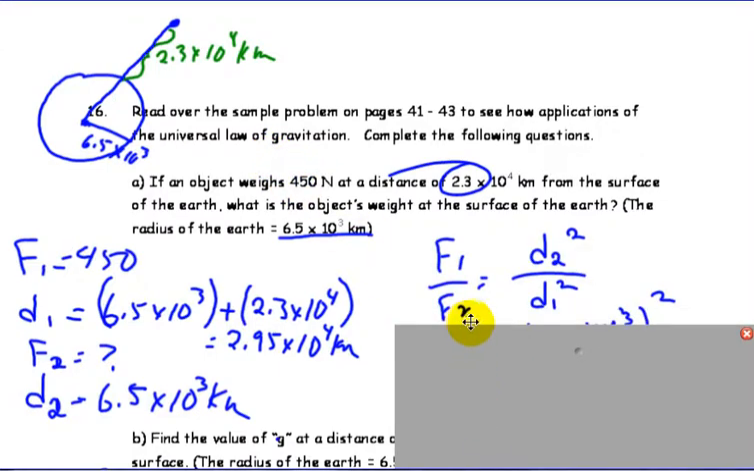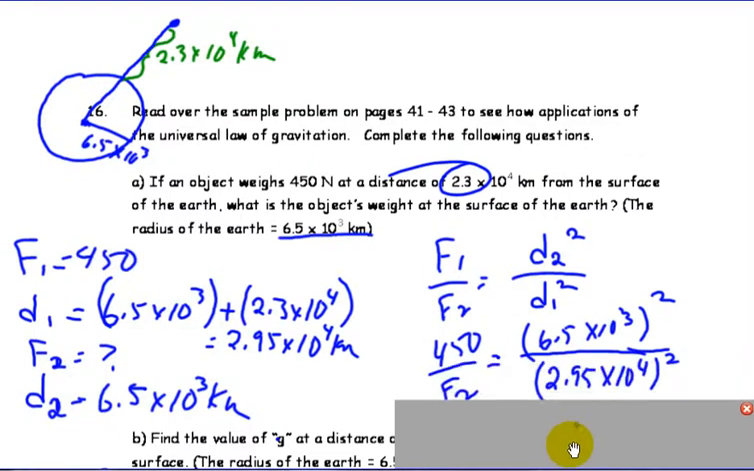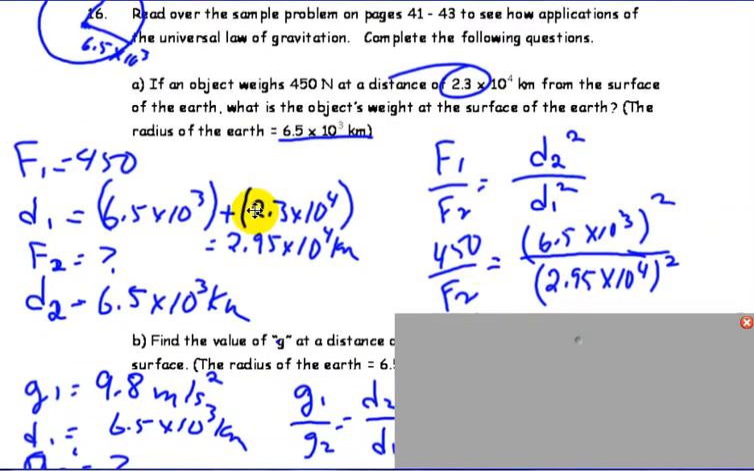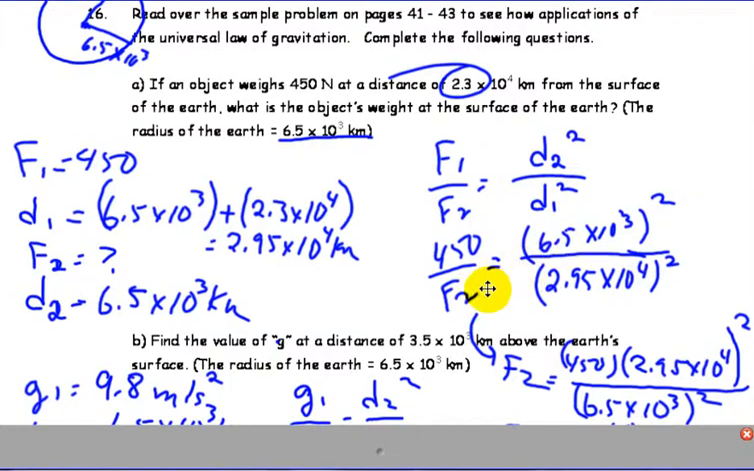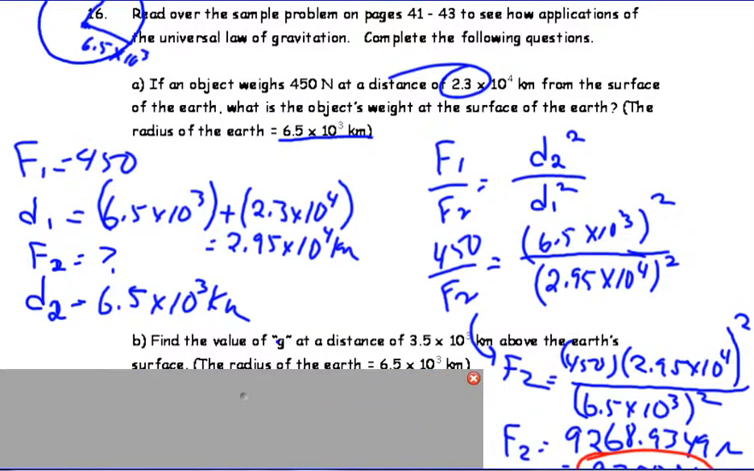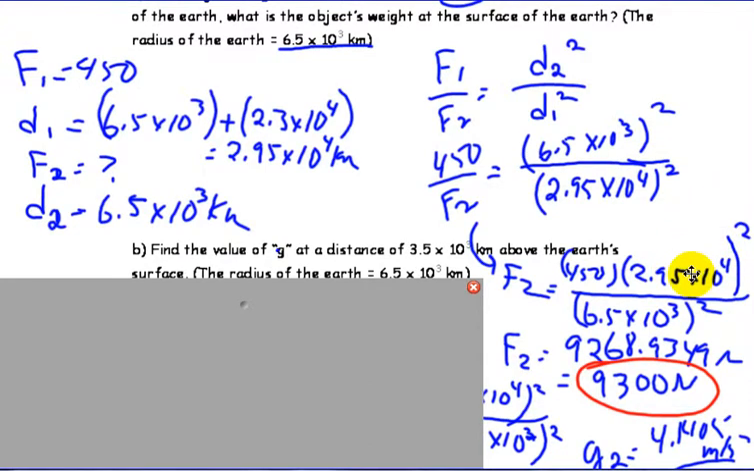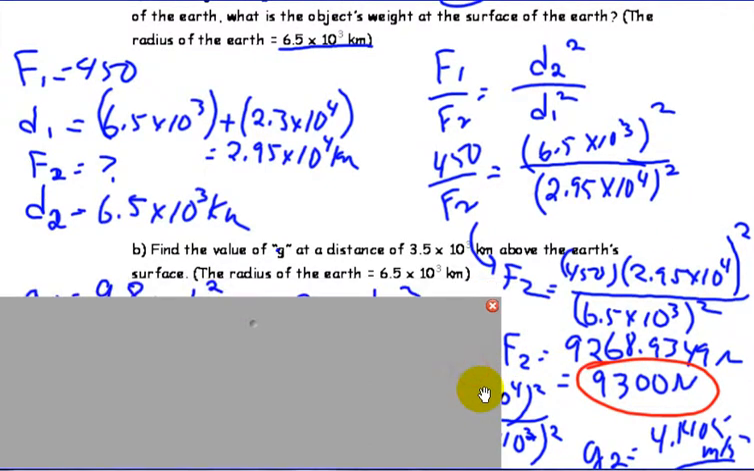So here we have F1 over F2 equals d2 squared over d1 squared. So substituting everything in, my F1 is 450, my F2 is what I'm looking for, and d2 is 6.5 times 10 to the 3 squared, and d1 is 2.95 times 10 to the 4 squared. So what I could do here is cross multiply, take F2 times 6.5 squared and 450 times that, then divide it by 6.5 times 10 to the 3 squared, and my equation becomes this. Overall, don't forget to square these numbers. That's a common mistake that people make, so just be aware of that.